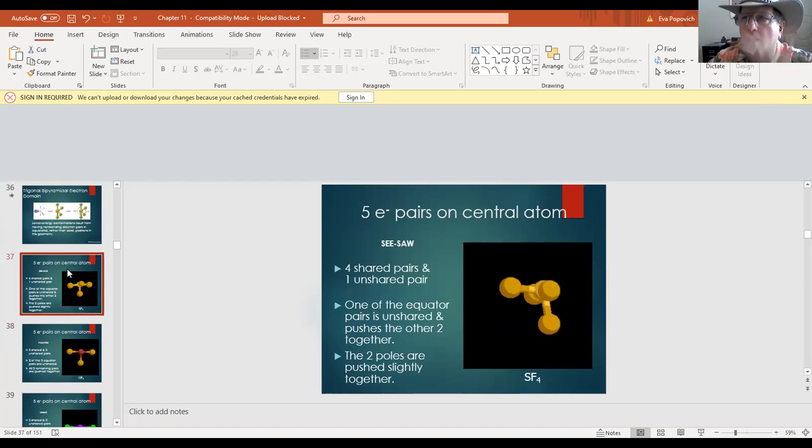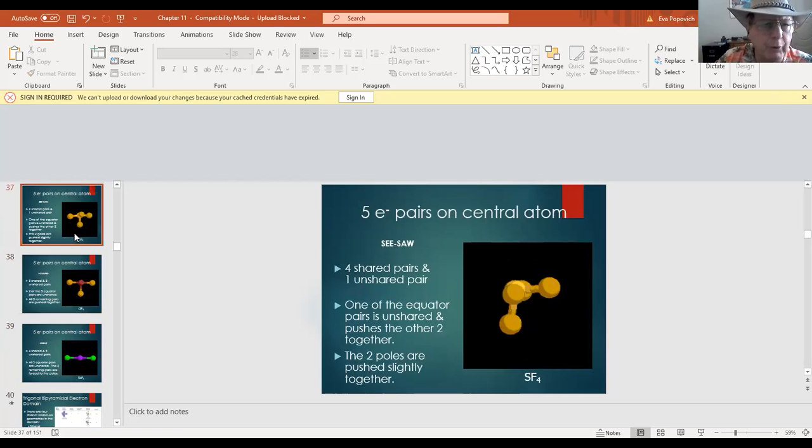If I have an electron cloud of five around the center atom, four bonding and one lone pair, the shape I get is kind of a seesaw. If you think of it as swinging around, you can see there's a bent portion that acts as a fulcrum of the seesaw.